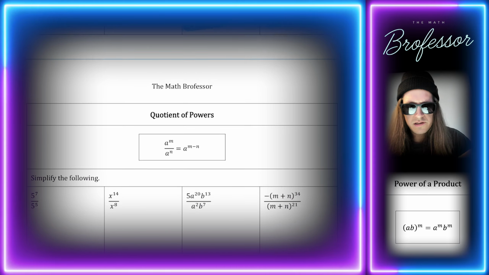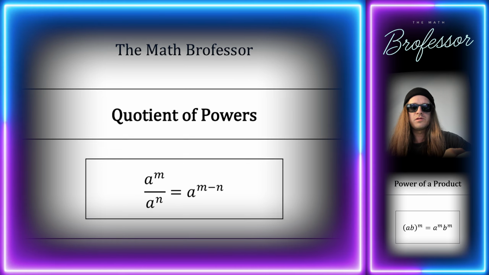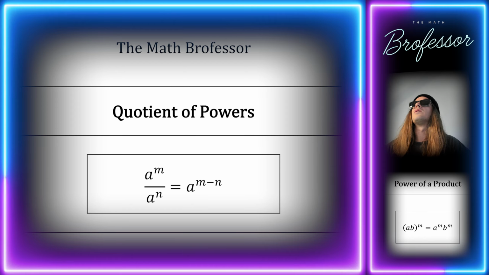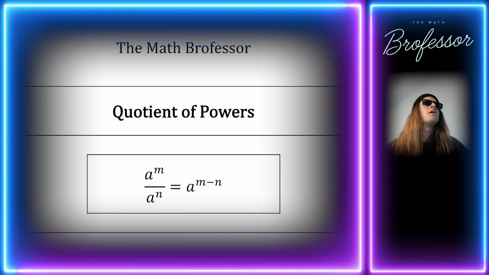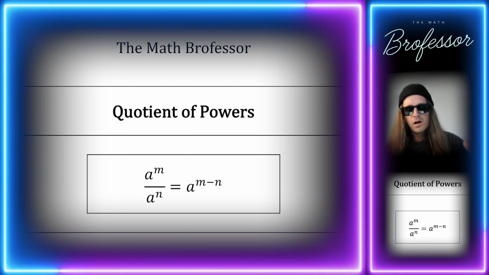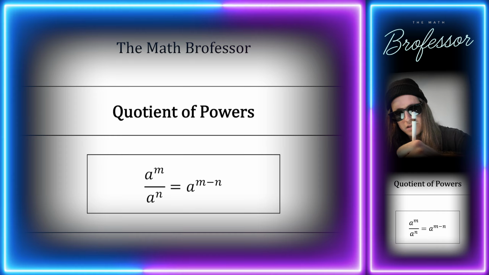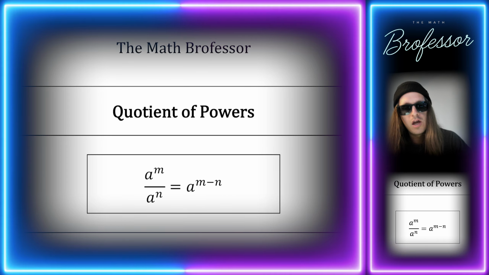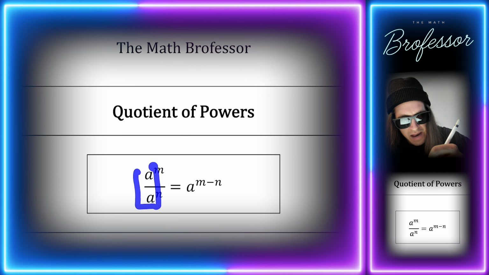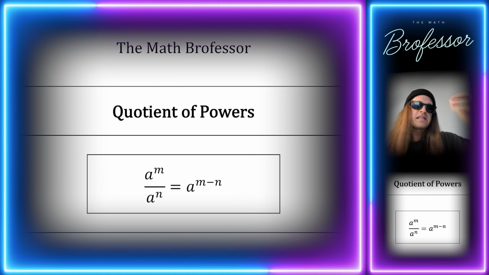What is next? Quotient of powers. Whenever you're dividing exponential expressions with the same base, you subtract the exponents. And again, this only works if these match. See how I have two a's here? If that's an a and a b or an x and a y, you cannot subtract the exponents. You can only do your a's with your a's, your b's with your b's, your x's with your x's, right? So be careful with that.